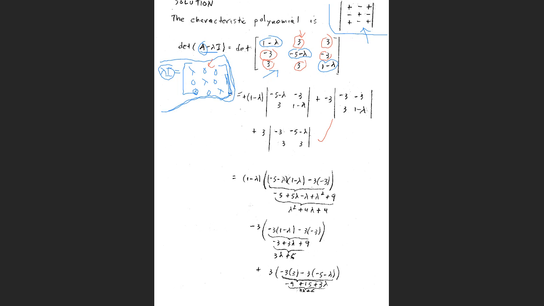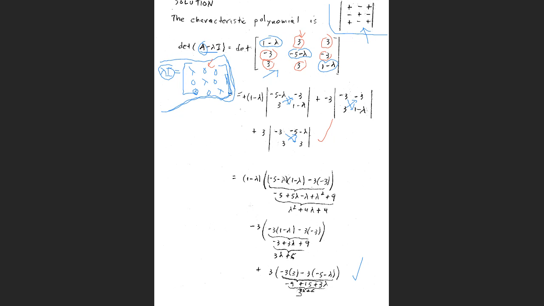Okay, and of course, you have to get the determinants of all of these 2x2s, the 2x2 determinants. And so if you do that, then you're going to get what I show here. Okay, and I'll give you a moment to copy it down.